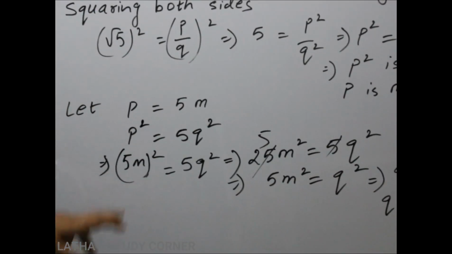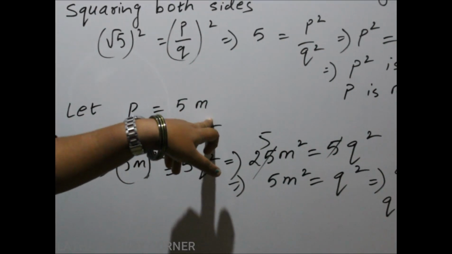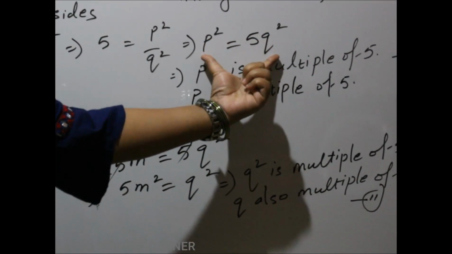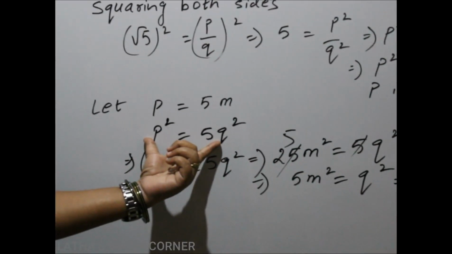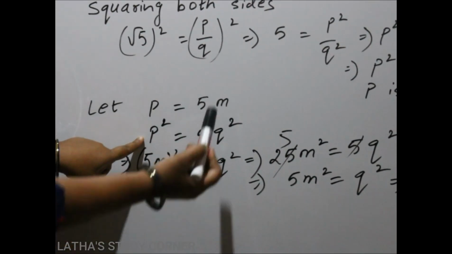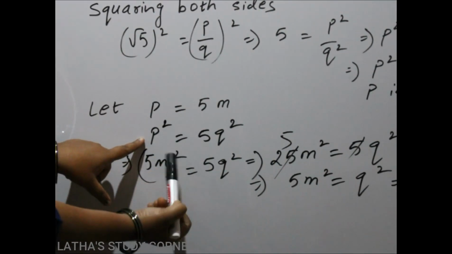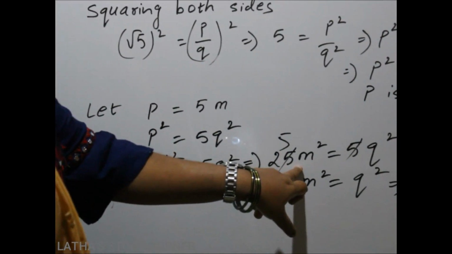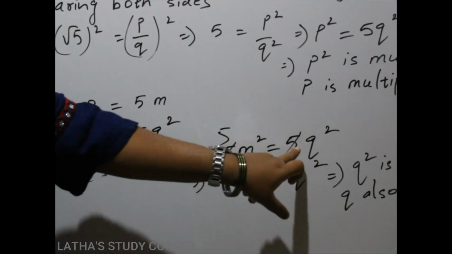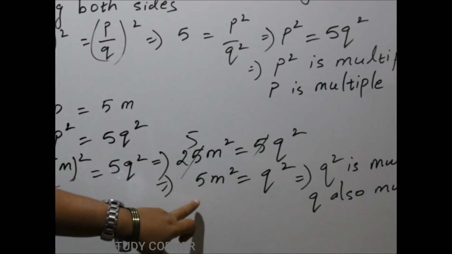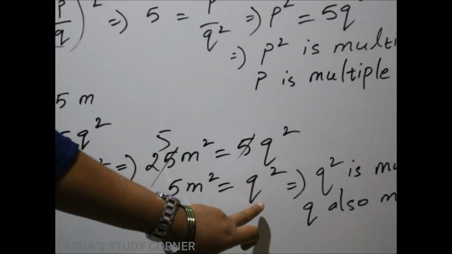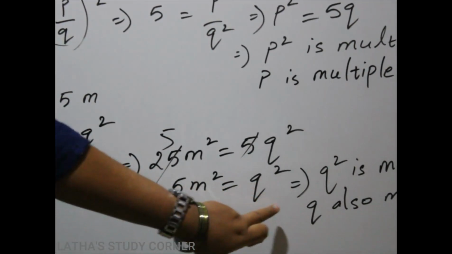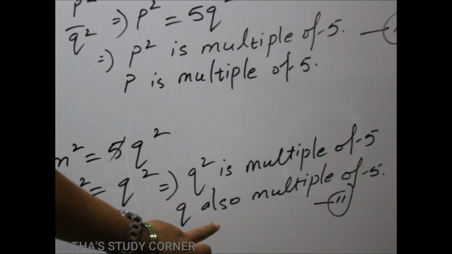So here we can see friends, we have considered p is equal to 5m as p is a multiple of 5. And what is our first equation? p square equal to 5q square. In place of p, we substituted 5m. So 5m whole square is equal to 5q square. 5m whole square is 5m into 5m, that is 25m square equal to 5q square. Now 5 ones are 5, 5 fives cancel. So here we got 5m square is equal to q square. So again we got q square equal to 5m square. It means q square is a multiple of 5, q also a multiple of 5. So this is our second equation.